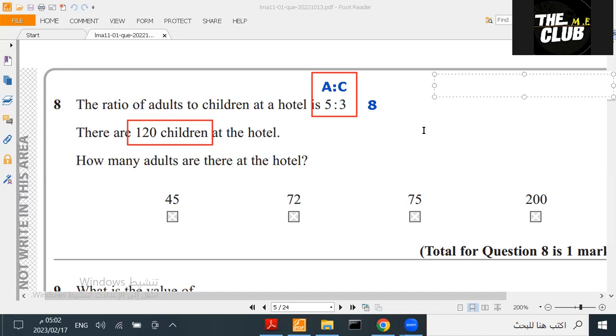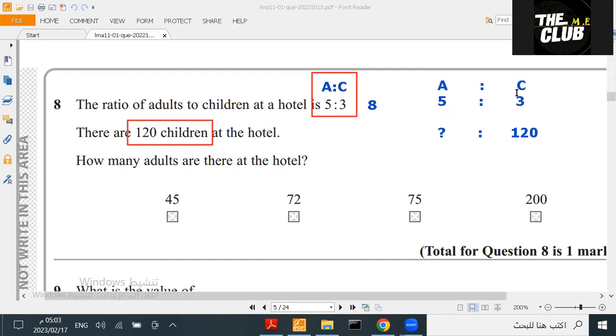Let me write it like this: here adults, and here children. The adults ratio is 5, and the children ratio is 3. The number of children is 120. The adults we don't know, so we put a question mark here, and then 120 for the children.